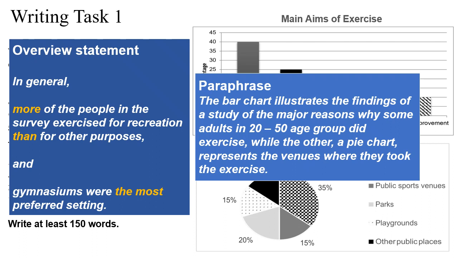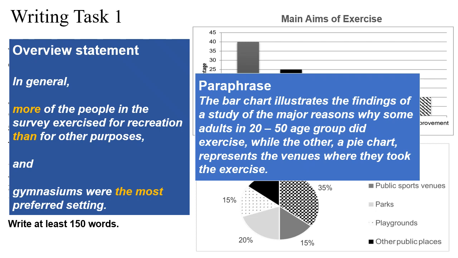If the bar chart were the only diagram, the overview statement would have been a simple sentence such as, in general, more of the people in the survey exercised for recreation than for other purposes. And it would have ended there. And if the pie chart were the only diagram, the overview statement would have been a simple sentence as well, such as, in general, gymnasiums were the most preferred setting in the survey, and it would have ended there.